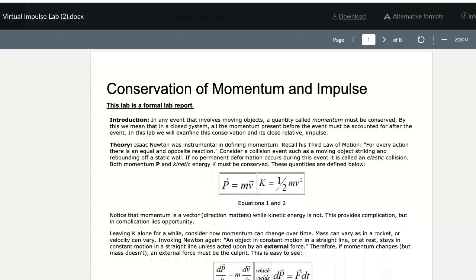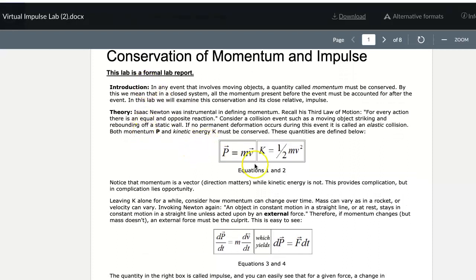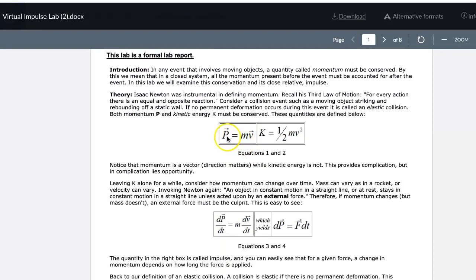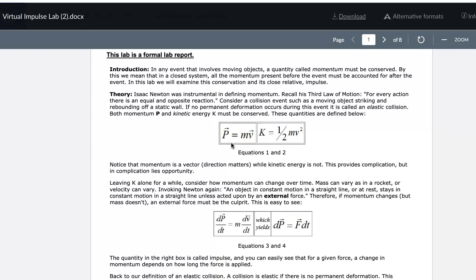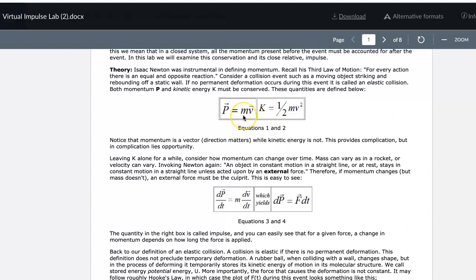Of course, this lab is going to be a formal lab report where you need to submit both the Excel sheet and the formal lab report. We know from the lecture that we defined momentum as m times v, and we are going to use this relationship to calculate momentum today. And K is 1/2 mv squared, where of course m stands for mass in kilograms and v is the velocity in meters per second.